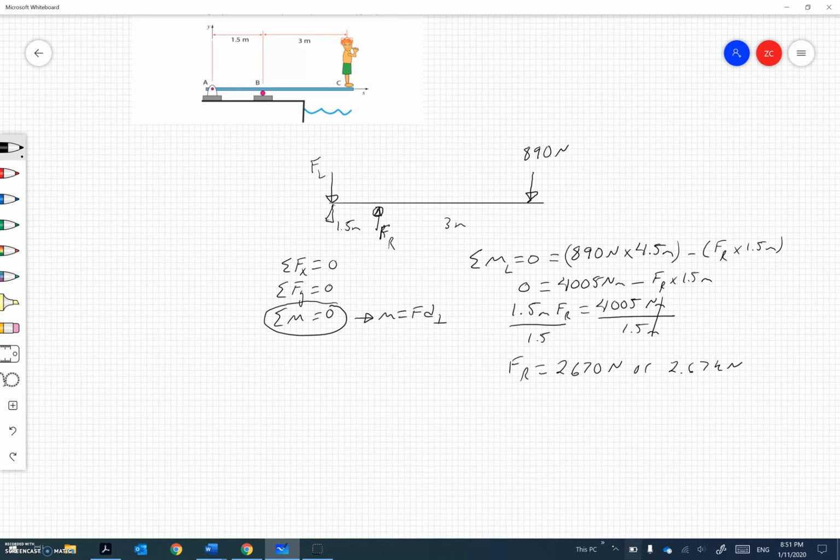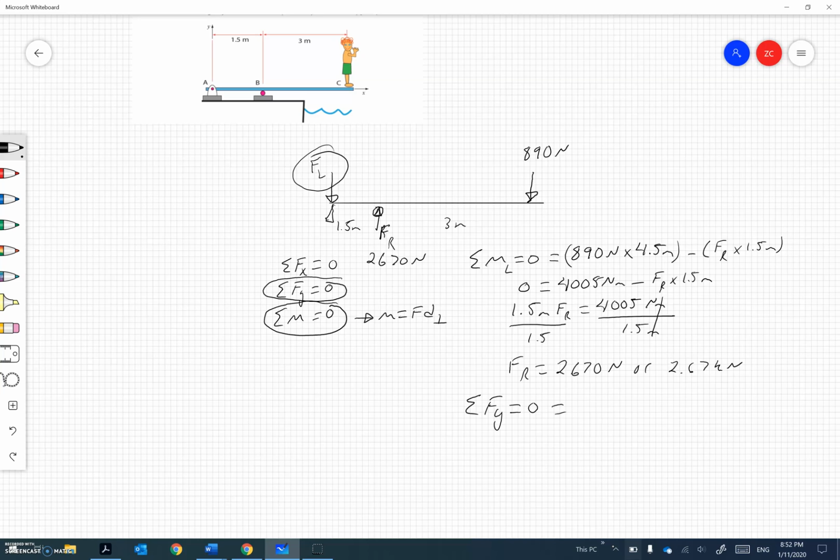Okay, let's solve for the left now. So next up we're going to use the sum of the forces in the y direction equals 0. So the sum of the forces in the y direction must equal 0. Now we know force right was 2,670 newtons. So obviously the only one left to solve is force left.